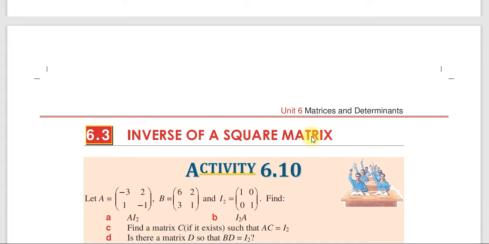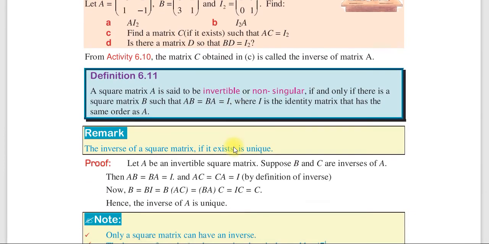The next topic is the inverse of a square matrix. It is short, so we will see it together, including how to find an inverse. Definition: a square matrix A is said to be invertible or non-singular if and only if there is a square matrix B such that AB equals BA equals I, where I is the identity matrix that has the same order as A.